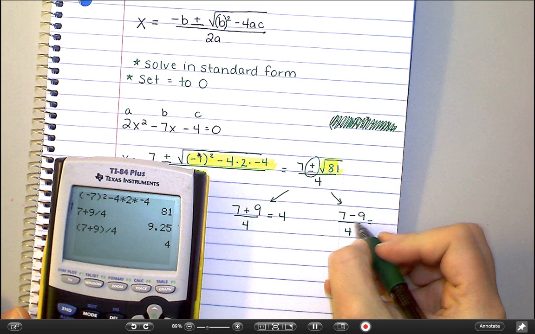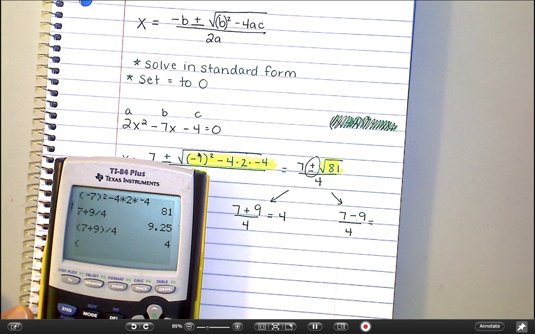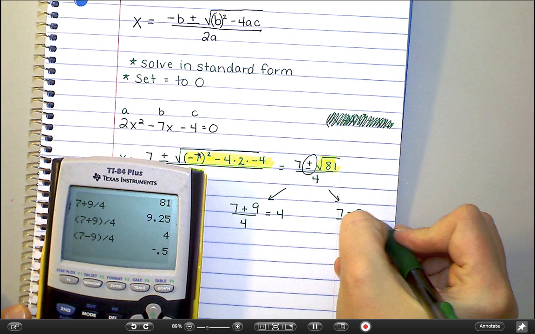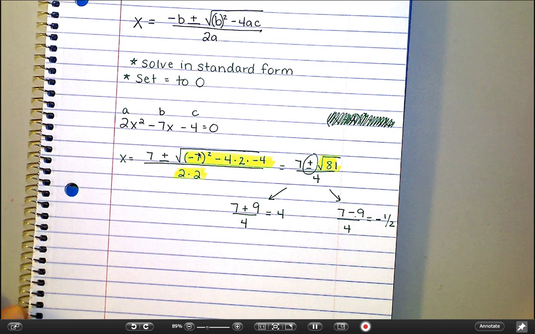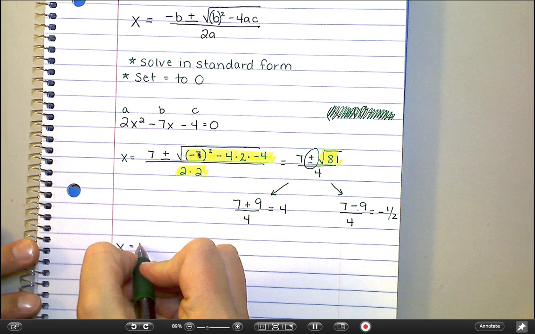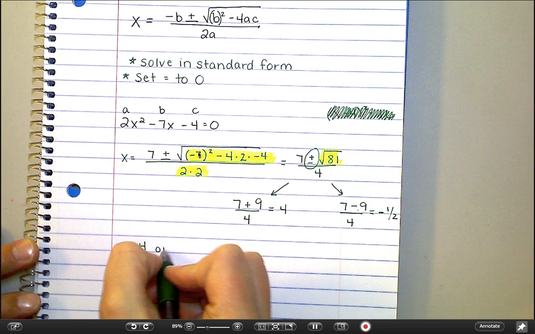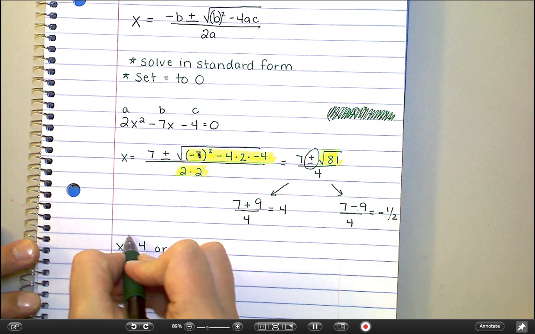Over here, 7 minus 9 is negative 2 over 4. Again, if you really needed your calculator for that, some of the numbers do get a little bit big. So 7 minus 9 divided by 4 is negative 0.5, or negative 1/2. And so as my final answer, I would say x equals 4 or x equals negative 1/2. Those are my 2 solutions.